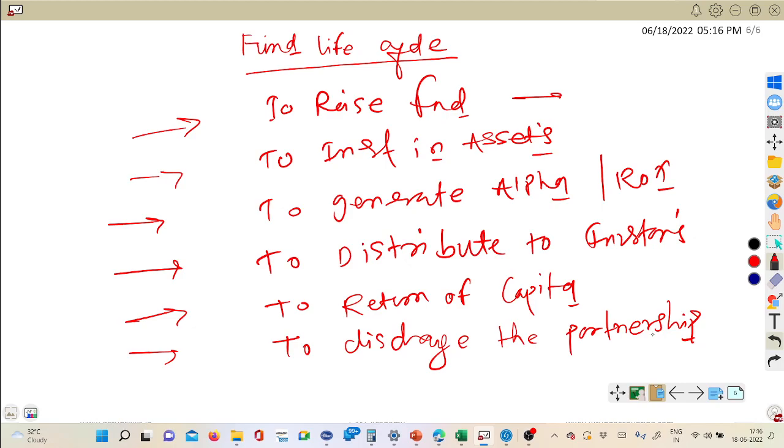This is your fund life cycle. Discharge, it means shut down the door of your fund. Simple. Distribute, first of all, return the investment returns, then return the capital, and then discharge it. Because there won't be anything in the books of account, then it doesn't make sense to keep that active or open. Then close it.